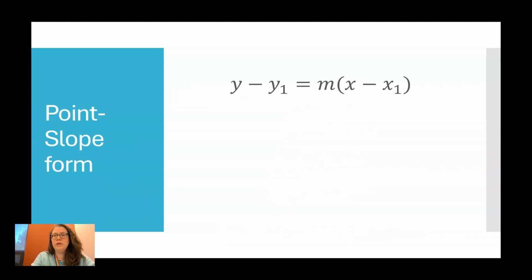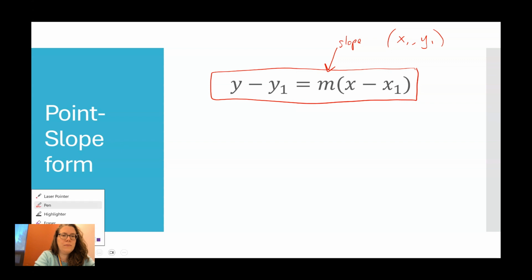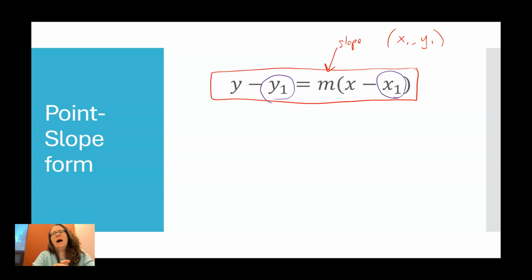We were just using slope-intercept form. We can also use point-slope form. This is an equation for a line in which we have the slope and we have a point. And that point is our x1, y1. So into this equation, we're going to put in our value for x and our value for y. So this one, you just have to memorize the form. But if you have that form, you can use it to write things in point-slope form.